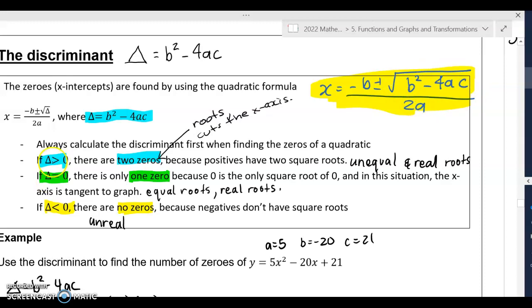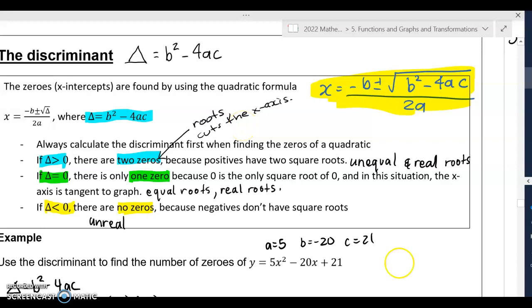The first two are real. The last one is unreal. The first one here is unequal. The second one is equal. And the third one has no roots. The second one also could be asked as touching, as a tangent. So there's a few different ways we can ask it. Remembering a zero or a root is a place where it cuts the x-axis.